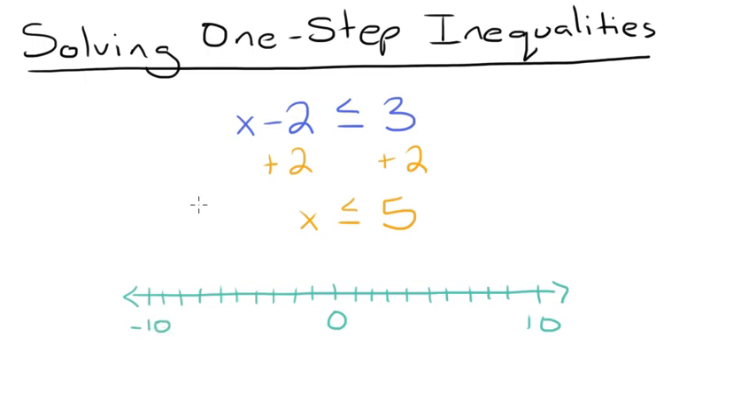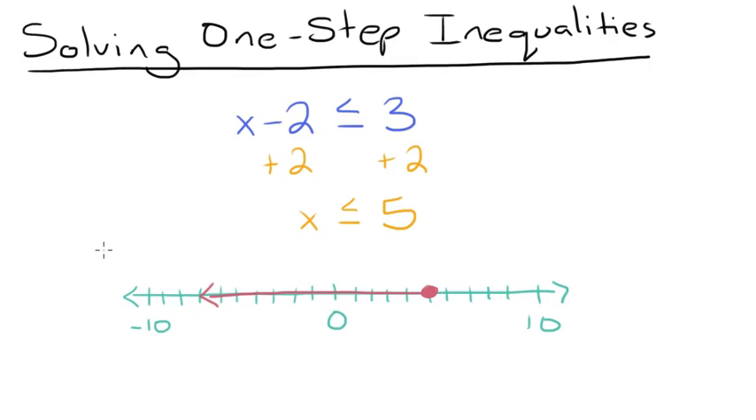So because we have a less than or equal to sign this time, we're going to go to 5, and we're going to include 5 in our answer. So the way that we show that is with a closed dot instead of an open dot. So let's find 5. We have 1, 2, 3, 4, 5. And we're going to shade in our dot to show that 5 is included. And since it's less than, we're going to draw our arrow to the left, just like this.